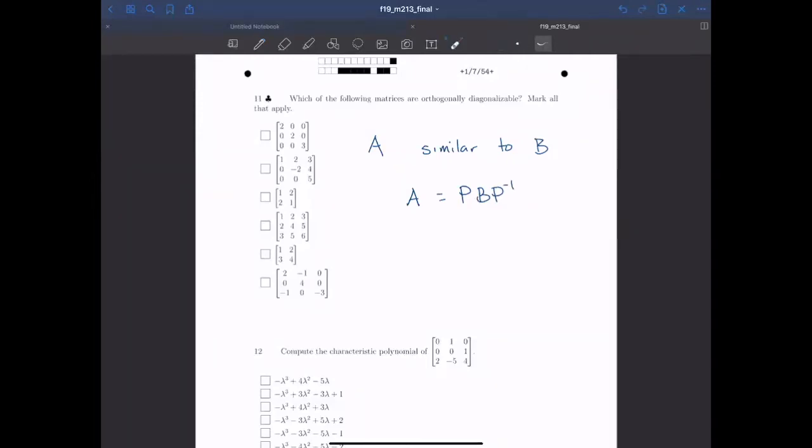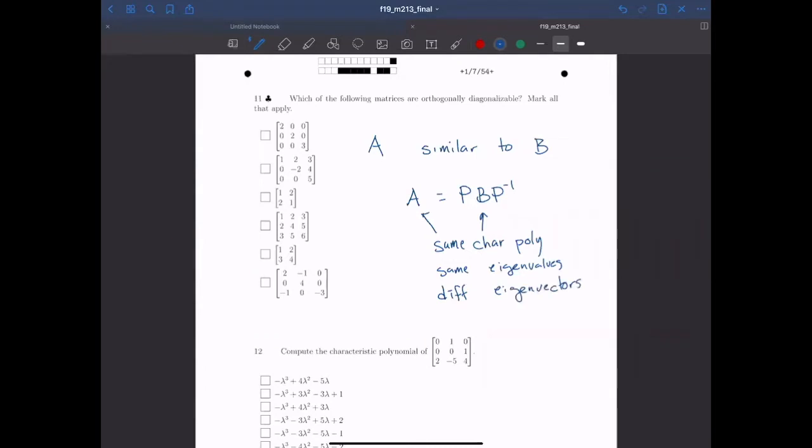Now we defined this, and we didn't talk too much about it. It was only like a quarter of a class we talked about it. But the idea is that whenever two matrices are similar, they'll always have the same characteristic polynomial. So A and B in this case will have the same characteristic polynomial. They'll have the same eigenvalues, but in general they'll have different eigenvectors.